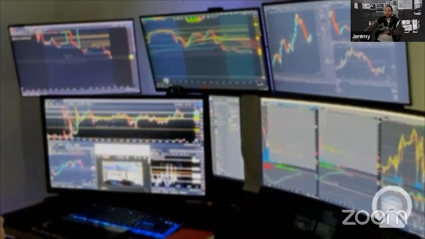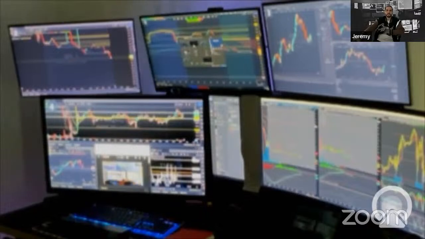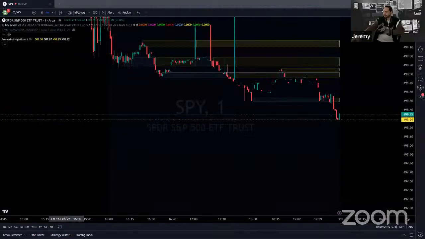So that's a quick breakdown. Now let's go into depth of each one of these. Let me go ahead and change the screen setup here. So let's see if I did that right.